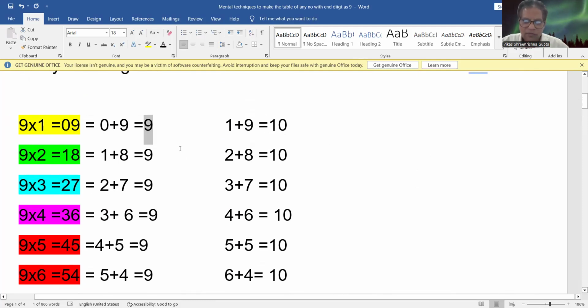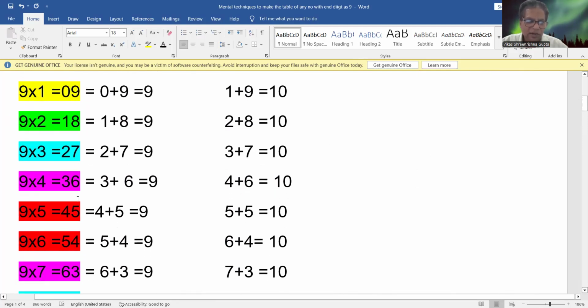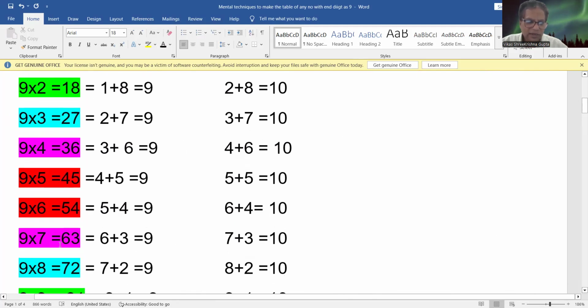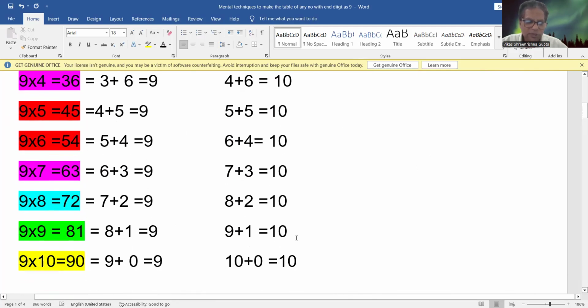Now, one thing more I want to show you. You see the product here, 1, 2, 3, 4, 5, 6, 7, 8, 9. And just at the last digit of the product, you see 1 plus 9 is 10, 2 plus 8 is 10, 3 plus 7 is 10, 4 plus 6 is 10, 5 plus 5 is 10, 6 plus 4 is 10, 7 plus 3 is 10, 8 plus 2 is 10, 9 plus 1 is 10, and 10 plus 0 is 10, right?